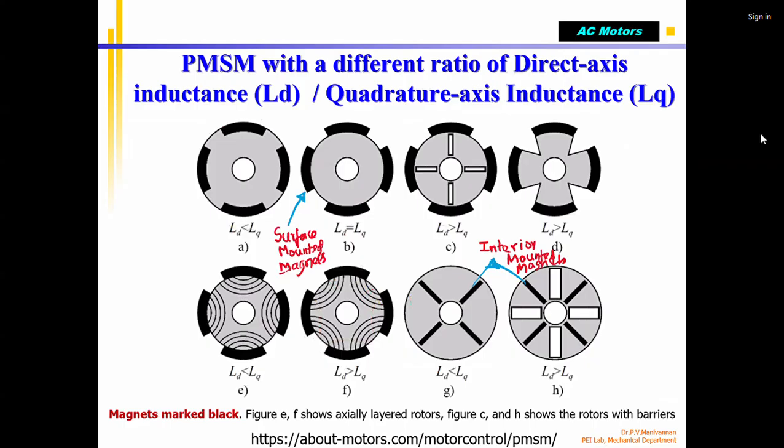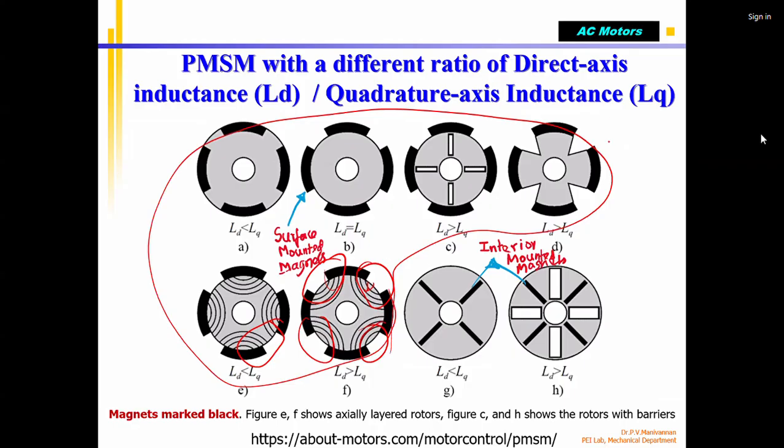These lines are called flux distribution lines, correct? Between 2 pole pairs, you can see what is happening. Again, the same thing is there. Depending upon how the magnets are placed, the magnetic flux distribution happens. But these all 6 shapes are shown as surface mounted rotor. Magnets are mounted on the surface of this one.